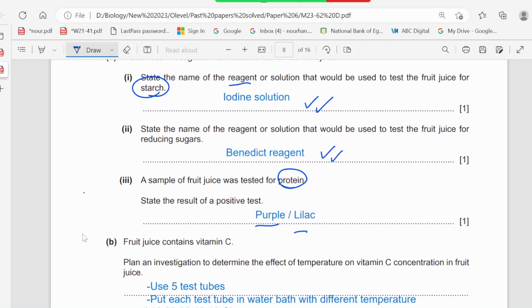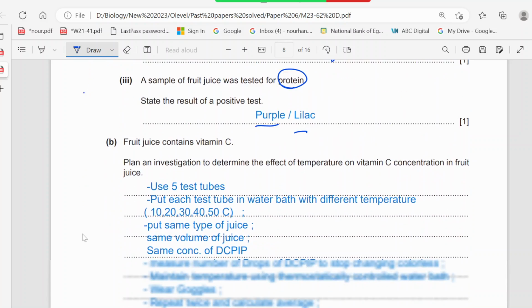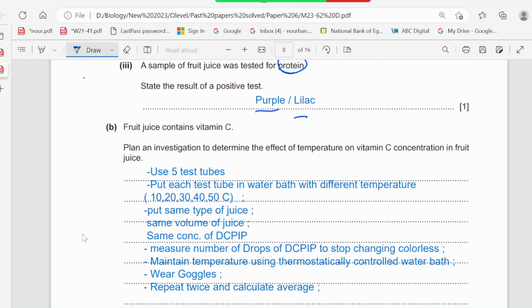And then the design experiment. Fruit juice contains vitamin C. Plan an investigation to determine the effect of temperature on vitamin C concentration.